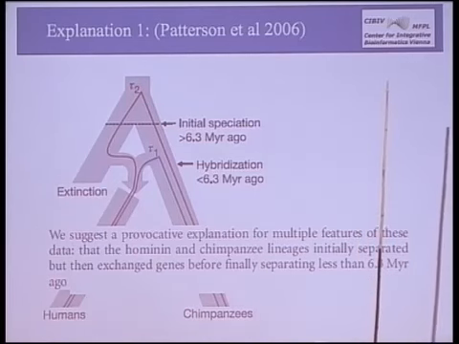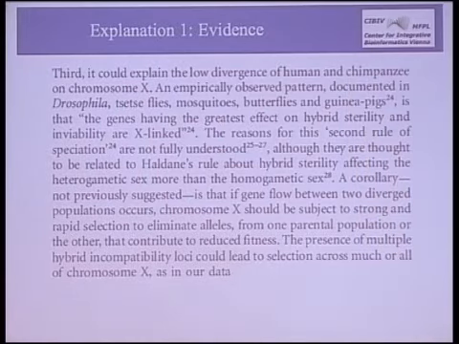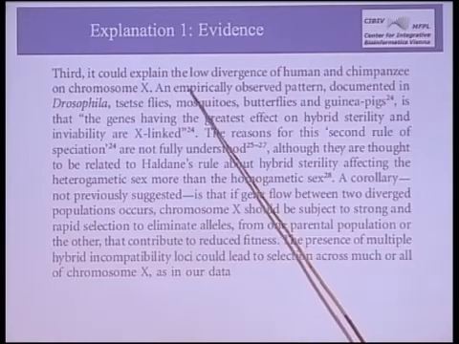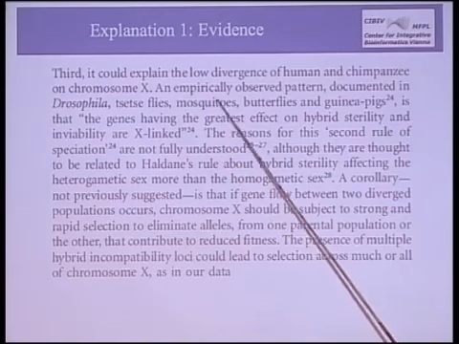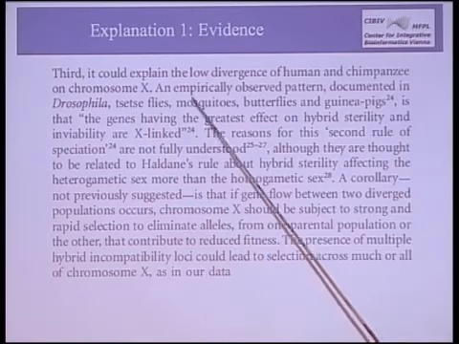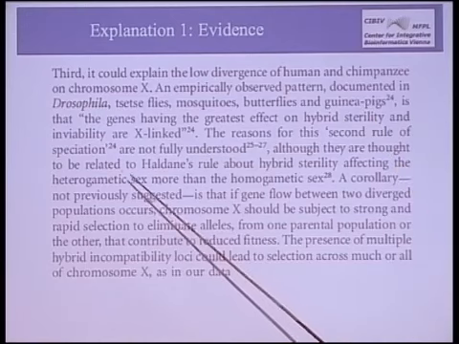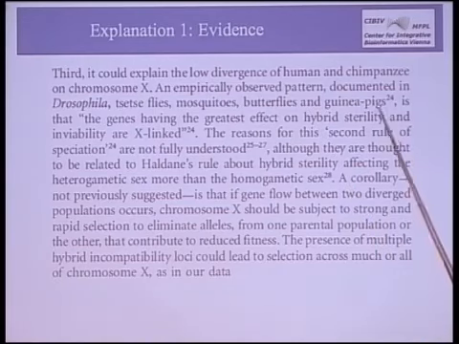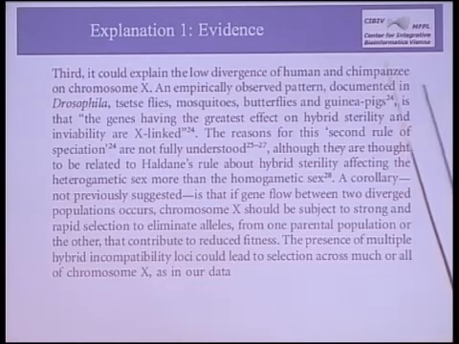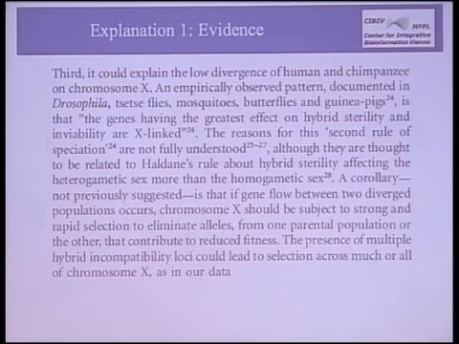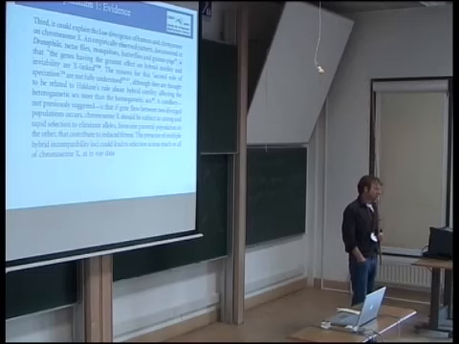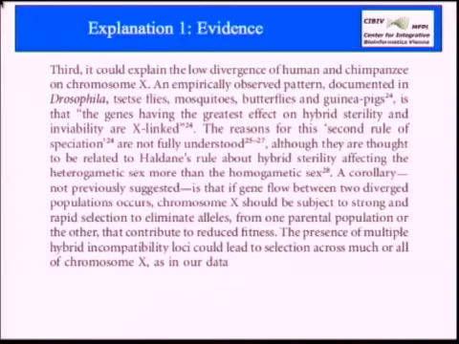And then one has to invoke a second process, and just not to get the wording wrong due to my not so fluent English, I just copied the page. The low divergence of humans and chimps on the X chromosome. An empirically observed pattern documented in Drosophila, flies, mosquitoes, butterflies, so invertebrates, and guinea pigs, is that the genes having the greatest effect on hybrid sterility and inviability are X-linked. And then there is Haldane's rule that says if you have hybridization between different populations that have differentiated for some time, then the heterochromosome carrier, so the males in humans, is strongly affected by selection if we have the inviability on the X chromosome, which makes sense because humans only have one X chromosome and females have two.